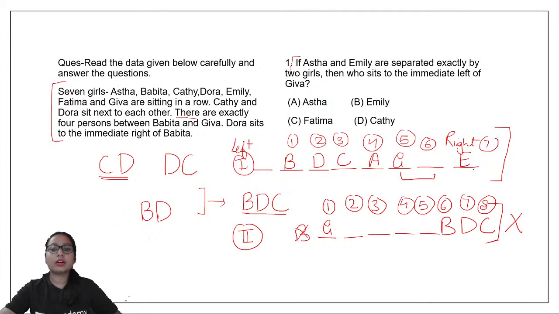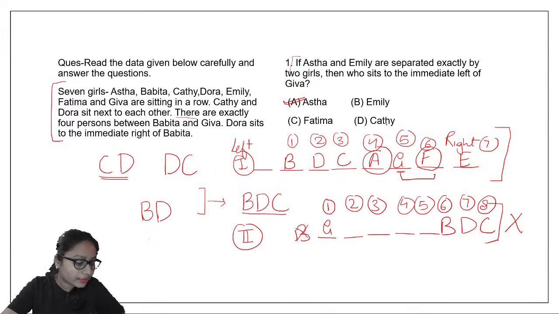So what would be filled in the 6th position, as we have already filled the other 6 places? Only F is remaining, right? F is Fatima. So who sits to the immediate left of Jiva now? It is A. So the answer to this question would be Astha. I hope this is clear. Yes, JK and Baba, can you reply? Is this question clear?